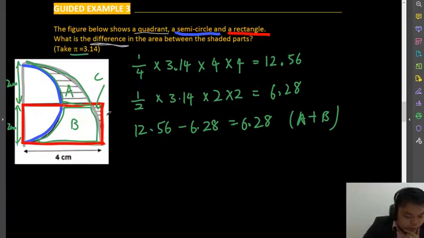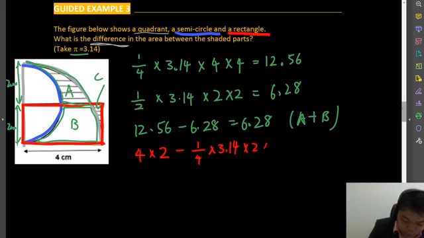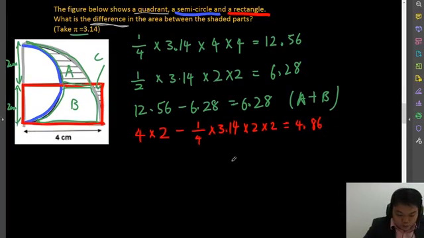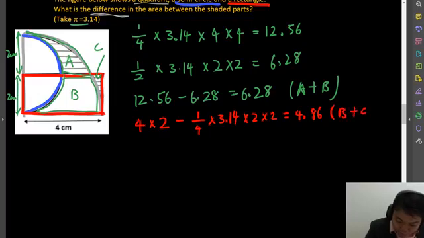So now what about finding out B and C? For B and C, we have to focus on this rectangle here, and get rid of this quarter circle inside the rectangle. So that will be length of the rectangle times breadth of the rectangle, minus 1/4 times 3.14 times radius 2 times radius 2. And doing this will give us 4.86. So having done this already, we can now say that this is the combined area of regions B and C.